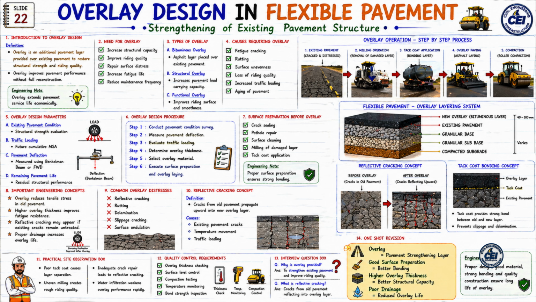Now let us look at the 9th topic. Common overlay distress: reflective cracking, rutting, delamination, slippage cracking, surface undulation. And these failures develop due to poor bonding or improper compaction.